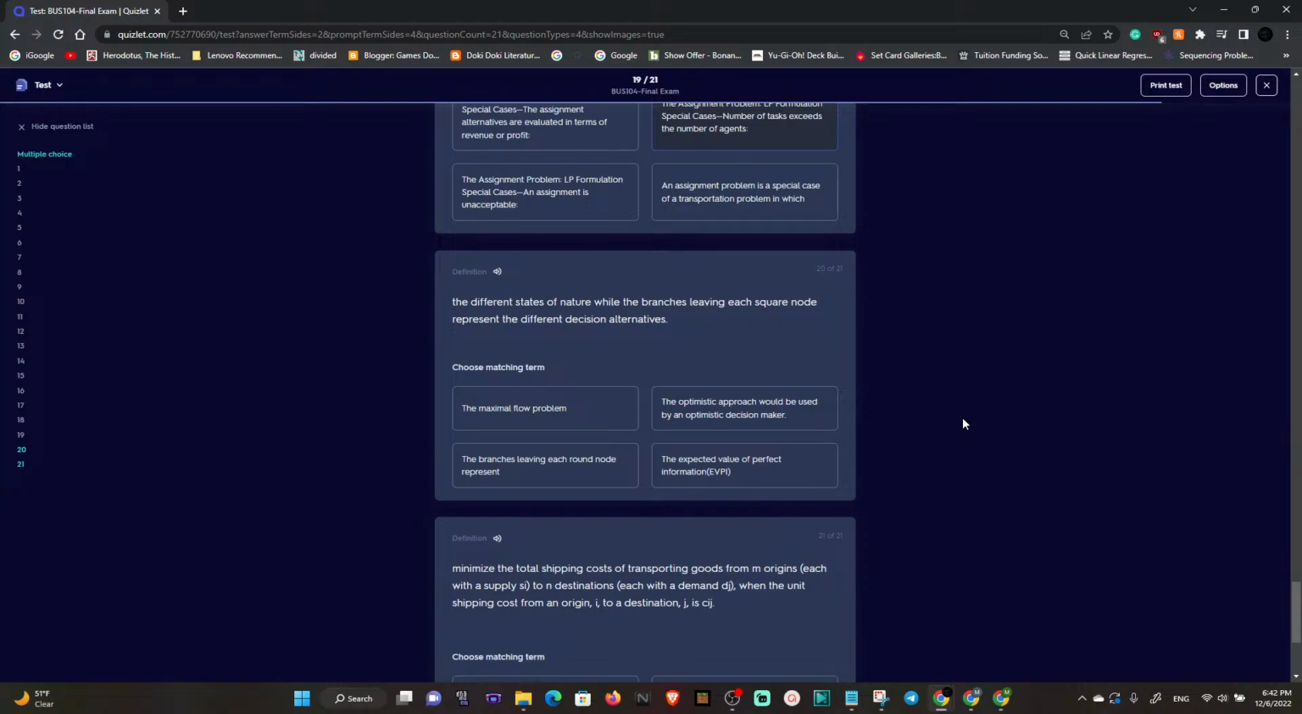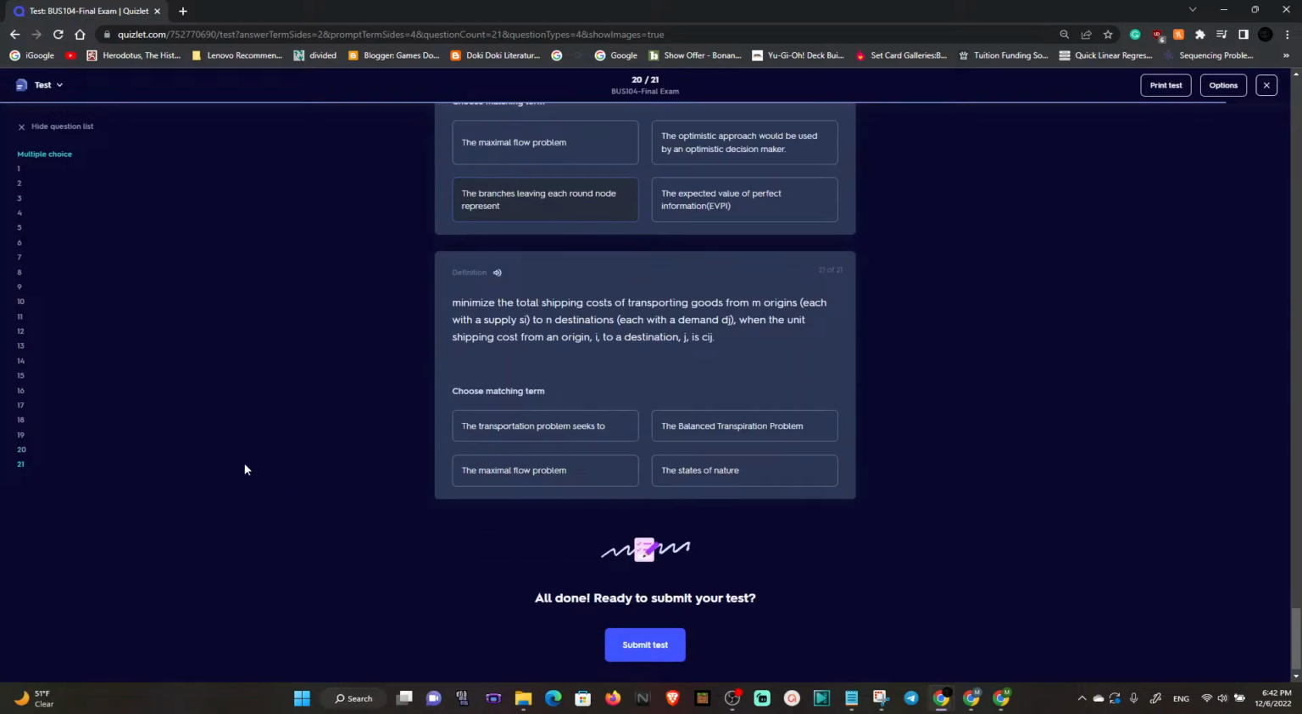The branches leaving each round node represent... B. Minimize the total shipping cost of transporting goods from m origins, each with a supply si, to n destinations, each with a demand dj, when the unit shipping cost from origin i to destination j is cij. Oh, well, it's not B or D. It's A.